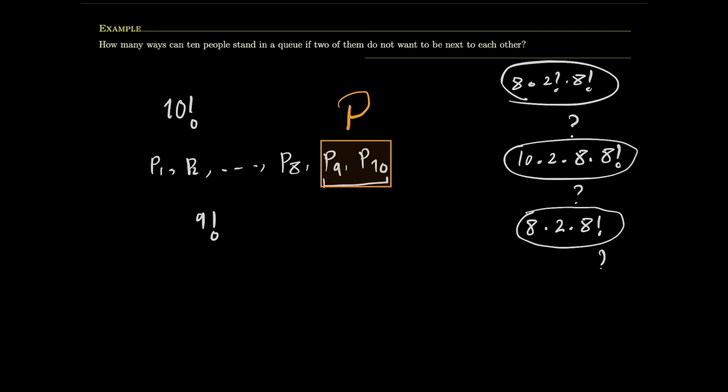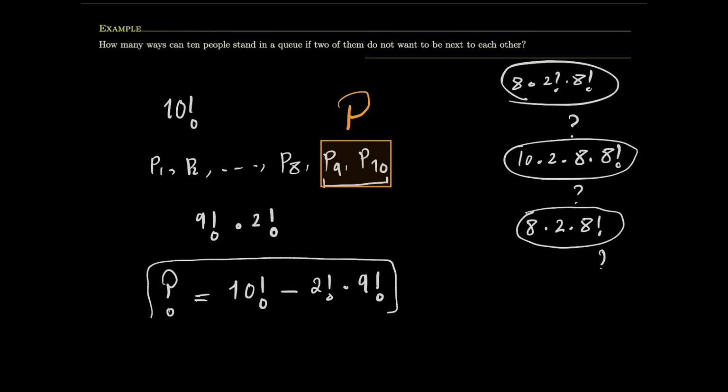9 factorial is the number of ways that I can arrange P1 up to P8 and a capital P together, okay? But these two persons can also interchange among themselves in 2 ways, or we say 2 factorial ways. So I have to multiply it by another 2 factorial. Is that right? Is that understandable? Okay, and then what is the answer to the question finally? So the answer is 10 factorial minus 2 factorial times 9 factorial.